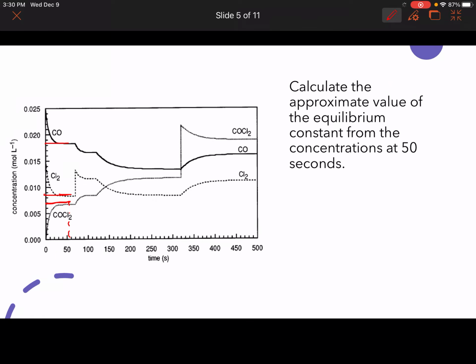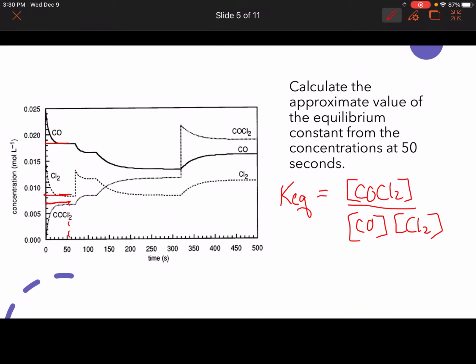Now, to calculate the equilibrium constant, that's from our last unit, right? This is our K, where we've got products over reactants. Our product is COCl2, which is phosgene, and we're going to divide that by our two reactants. I don't have any exponents because the molar ratios are all 1-to-1 here. So basically I'm just going to plug in my values.